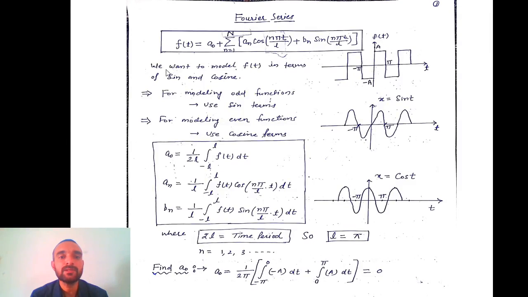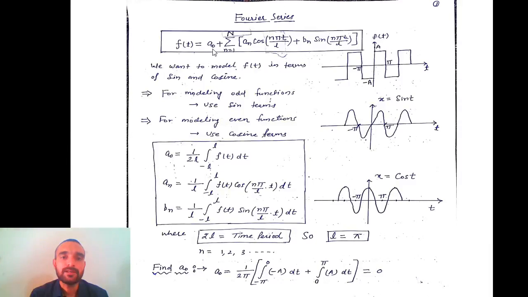We want to model f of t in terms of sine and cosine. For modeling odd functions, always remember this point: we will use sine terms, and for modeling even functions, we will use cosine terms. Since this is an odd function, we will use the sine function as the dominant function.